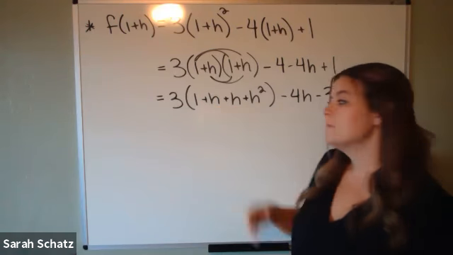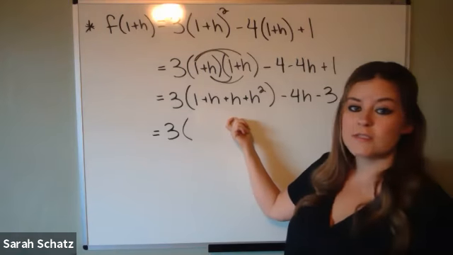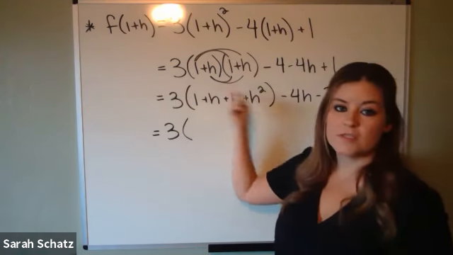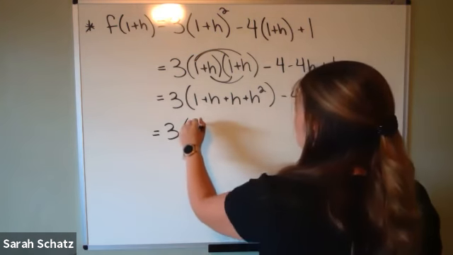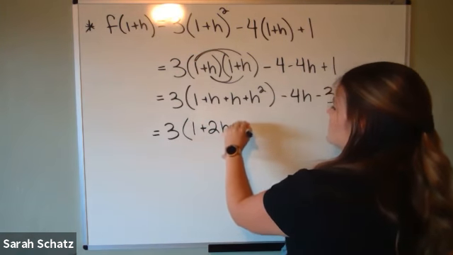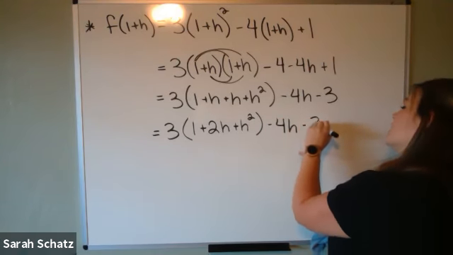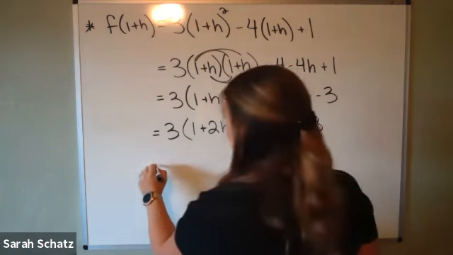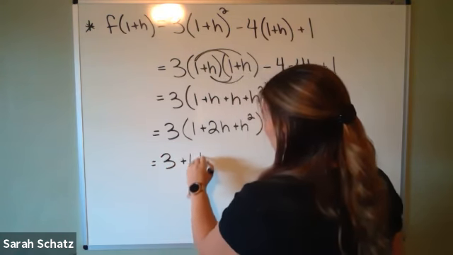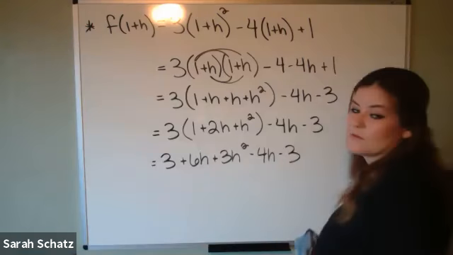All right, so I want to put these two h's together. Now, if you want to, you could put these two h's together as 2h and distribute this 3 at the same time. I'm just taking it one small step at a time. So this is going to be 1 plus 2h plus h squared, and I have not distributed the 3 yet, minus 4h minus 3. So next step would be to distribute this 3 to all 3 of these terms in here. So I have 3 plus 6h plus 3h squared minus 4h minus 3.